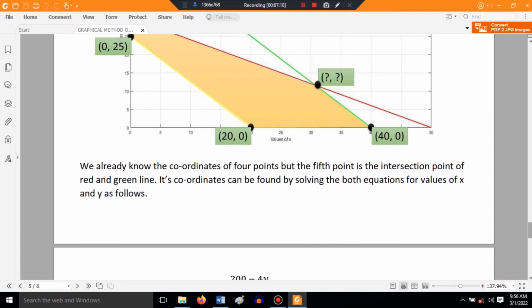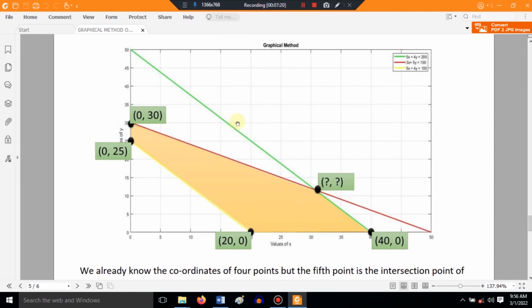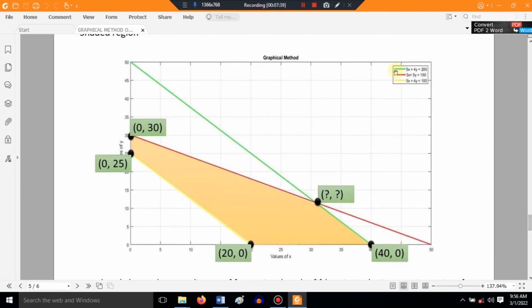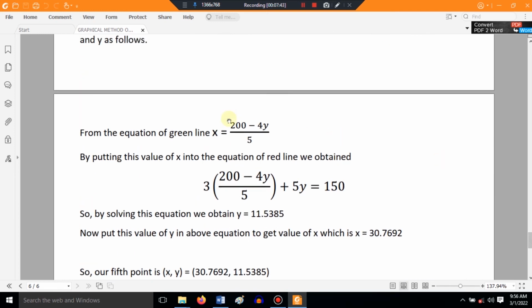As we know, this is the intersection point of the green line and the red line, and we already have the equations of the green line and the red line. By solving these equations for the values of x and y, we will get the values of x and y. The green line equation is 5x plus 4y equals 200, and we will write it in terms of x.